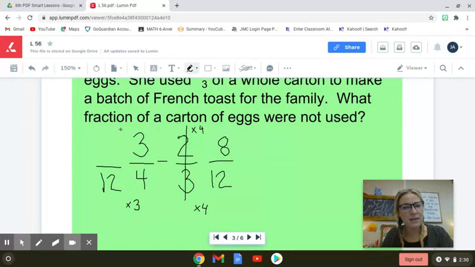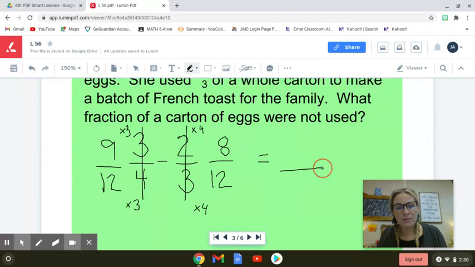I must do the same to my numerator. 3 times 3 gives me 9. 9/12. Done. Now I have my two new fractions that I'm working with. If it works better in your brain to rewrite this equation completely with your new fractions, do that.